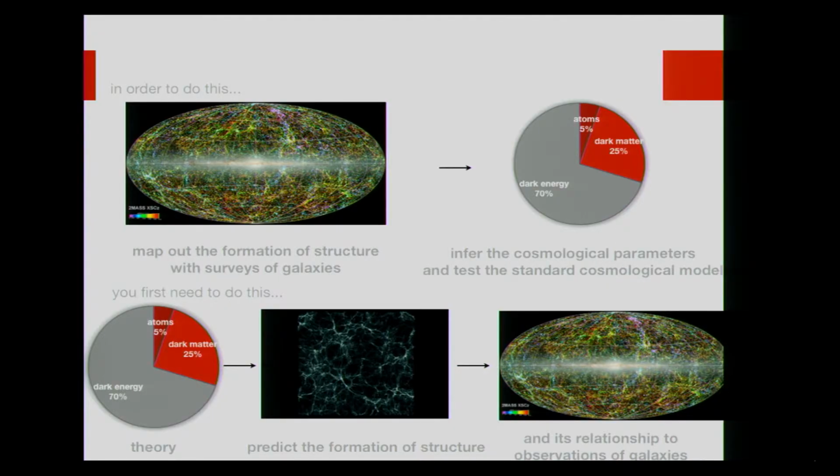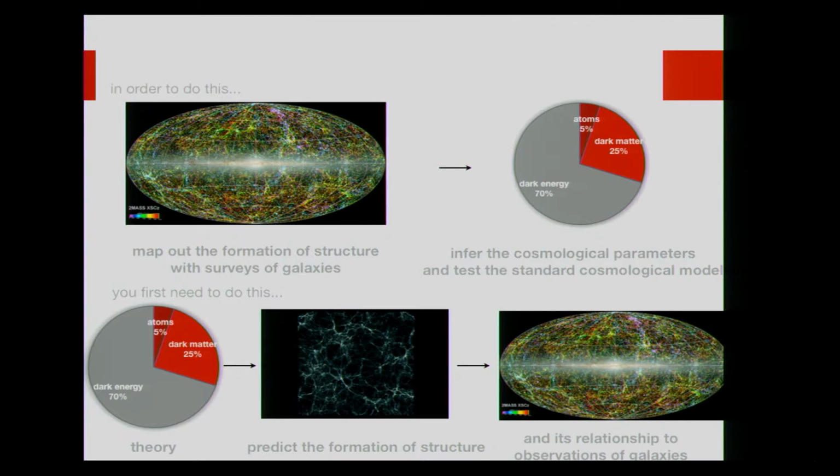Okay, so in a survey like LSST, you're going to map out the galaxy distribution and how it evolves over time. And what you'd like to do is use that to infer in gory detail what are the cosmological parameters.